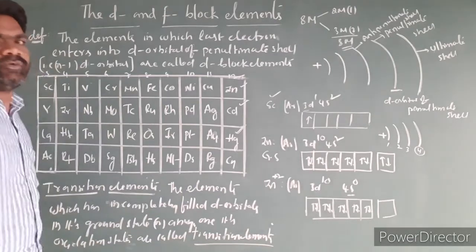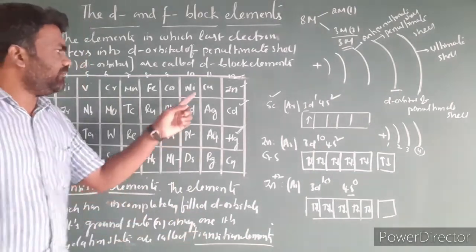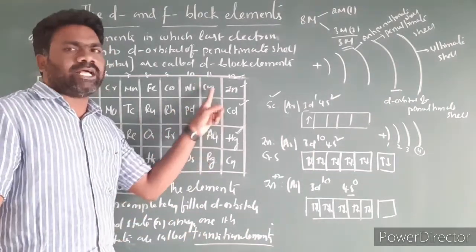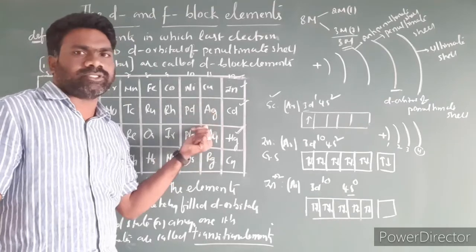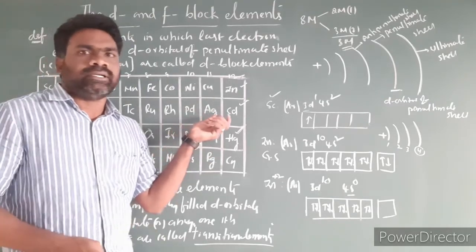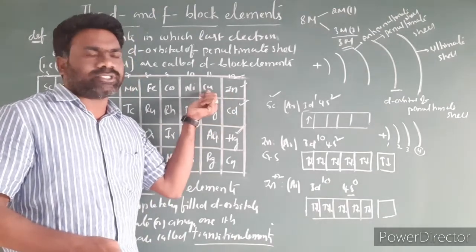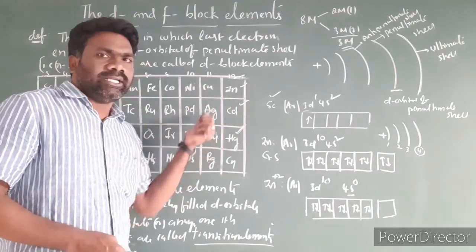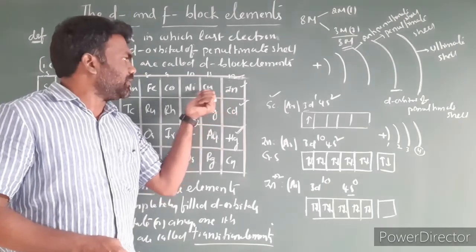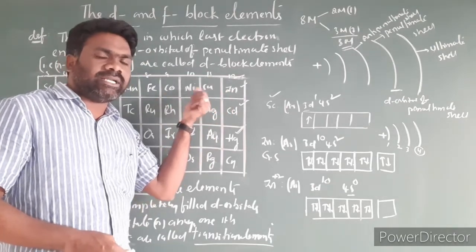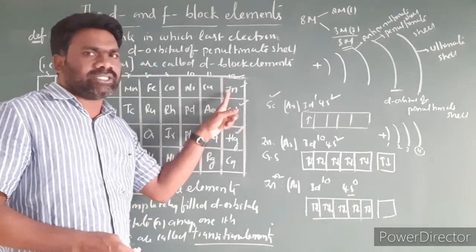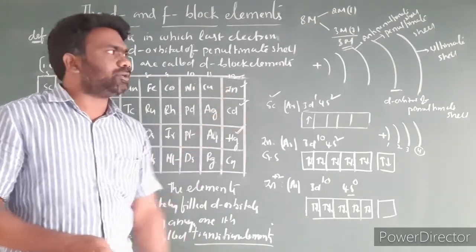We have one doubt here. The doubt is that even copper, silver, gold have a d10 configuration. Why are these elements transition elements? Like zinc, copper also has a d10 configuration. It is not a non-transition element. It is a d block element as well as a transition element, not like zinc, which is a d block element but not a transition element.